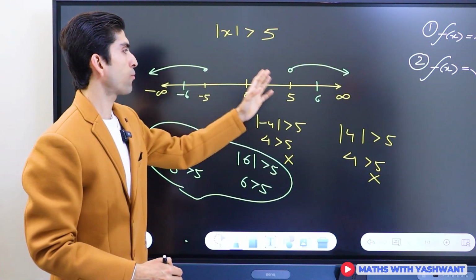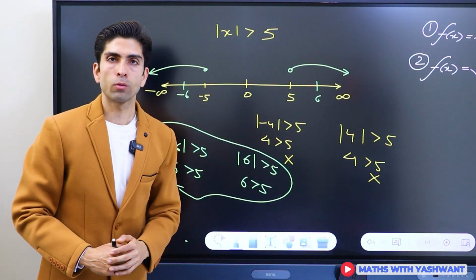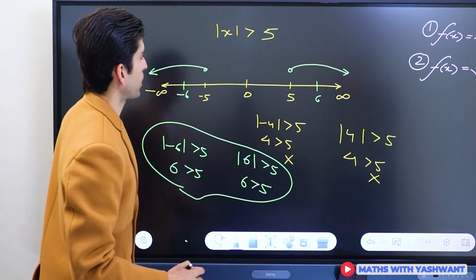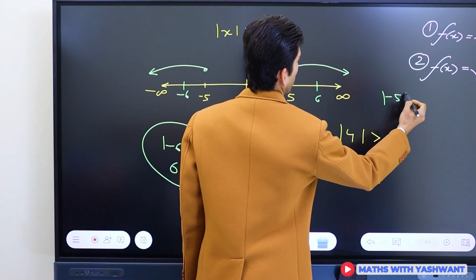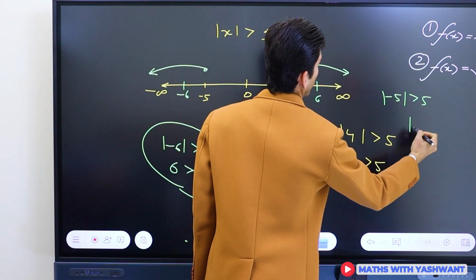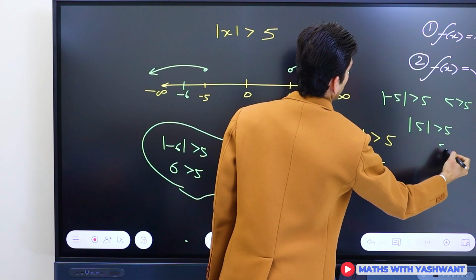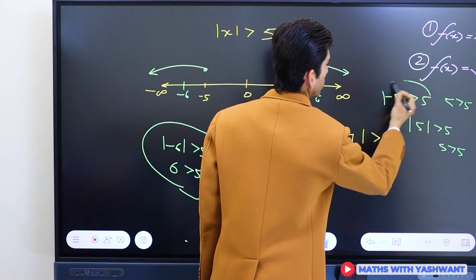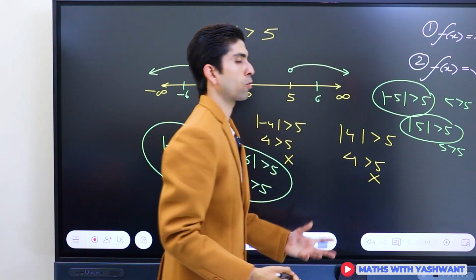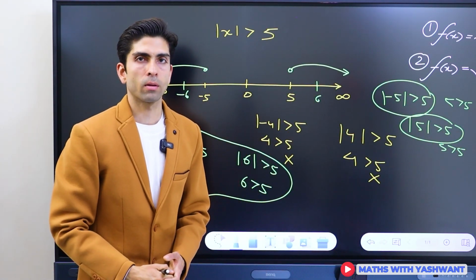And you cannot take negative 5 and positive 5. You have to be careful with that. Because if you take negative 5 or you take positive 5, you get 5 greater than 5 for both this one as well as this one, which is a wrong statement because 5 is equal to 5.